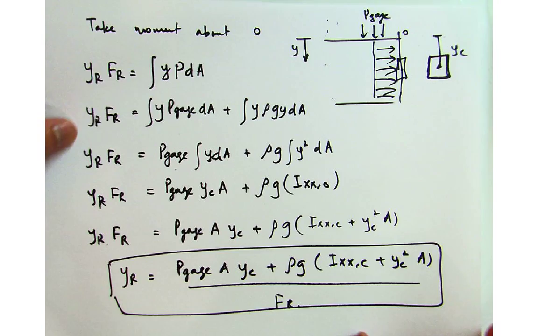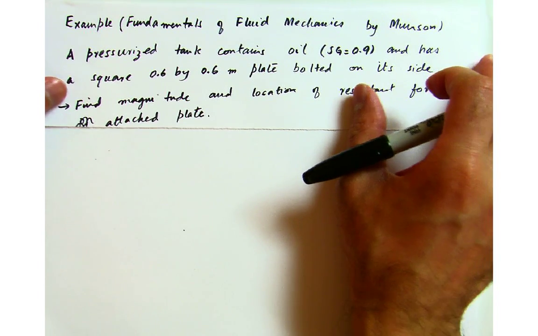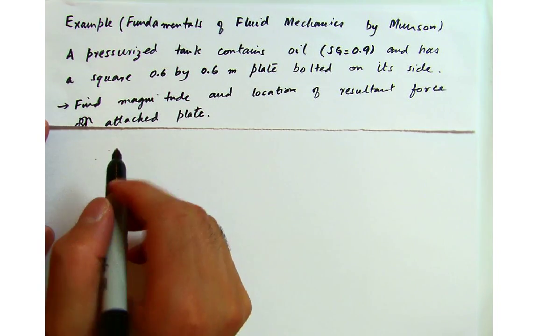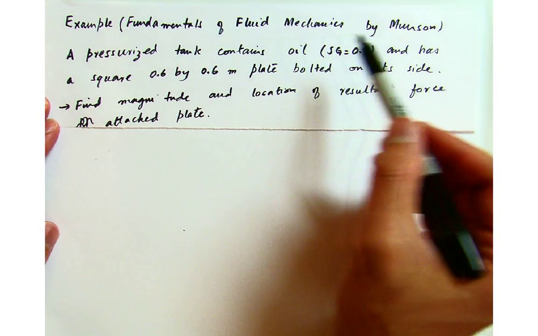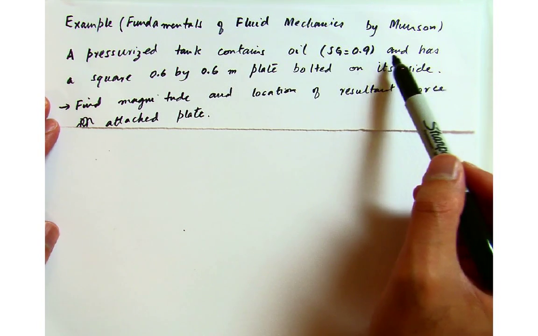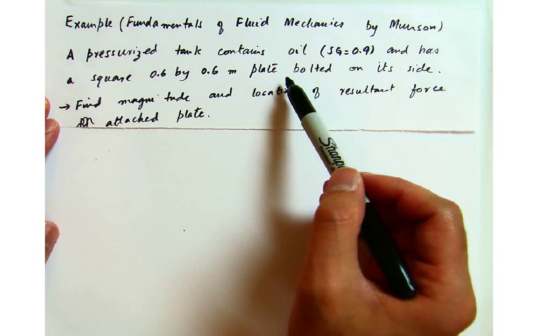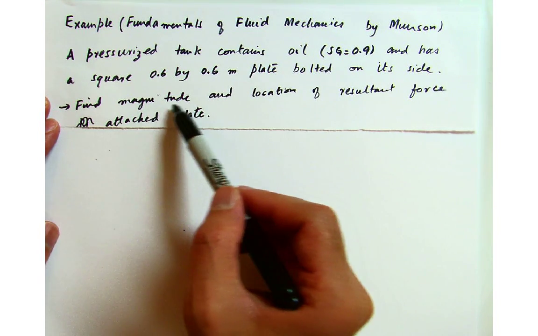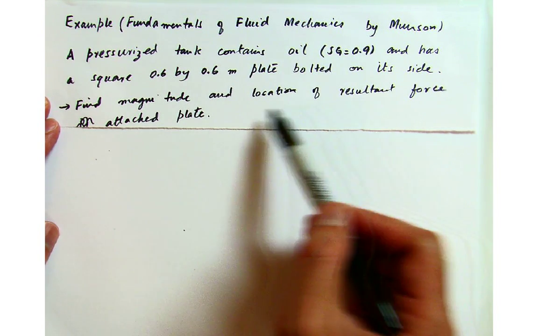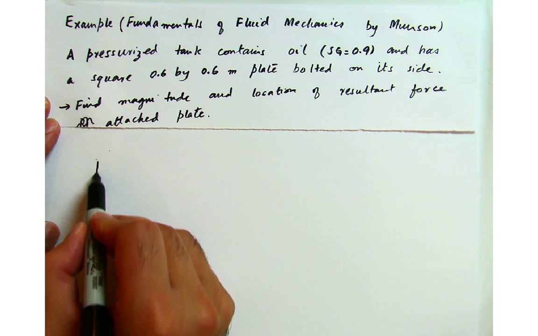Alright, so let me actually do an example, which is very similar to the example that I did before, except that now the fluid is pressurized. What it says is: a pressurized tank contains oil of a given specific gravity, and has a square 0.6 by 0.6 meter plate bolted on its side. Find the magnitude and location of the resultant force on the attached plate. So let me draw a picture.